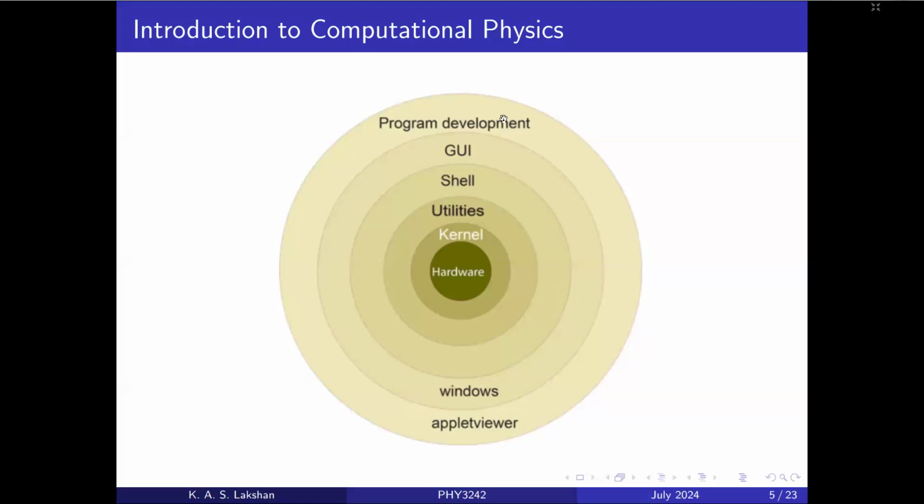Then we have the program development. So when we open a new program or when we are coding, let's say we are coding using Java and we are opening a new window, so that we can call it the programming development environment or the program development. So for example, we can say applet view. Okay.